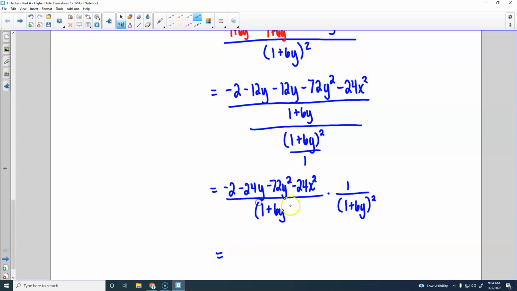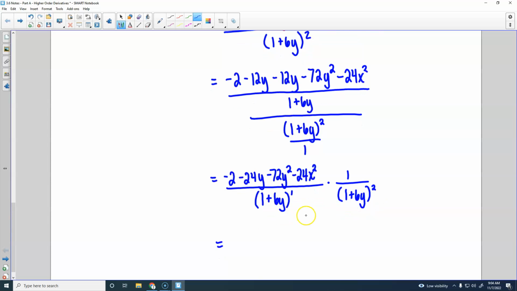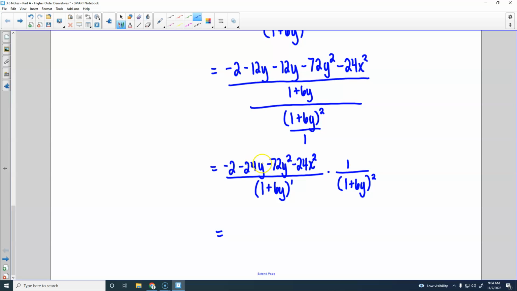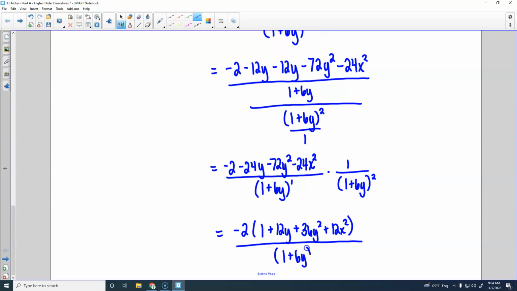And then since these, of course, have not the same denominator, but the same base right here, and we're multiplying, we can just combine those. And probably they're going to factor a negative 2 out of that numerator, I would imagine. So negative 2, we got 1 plus 12y plus 36y squared plus 12x squared over 1 plus 6y cubed.